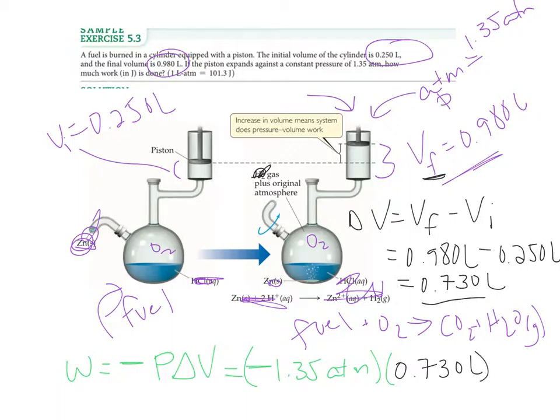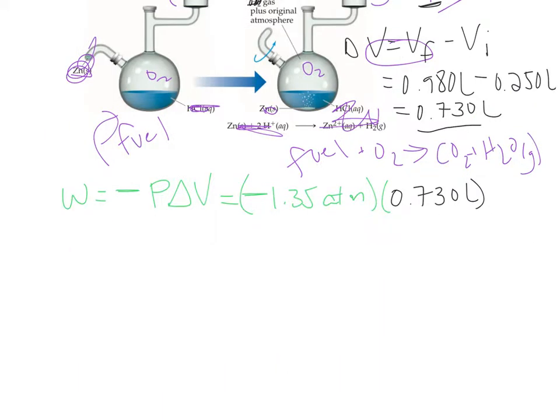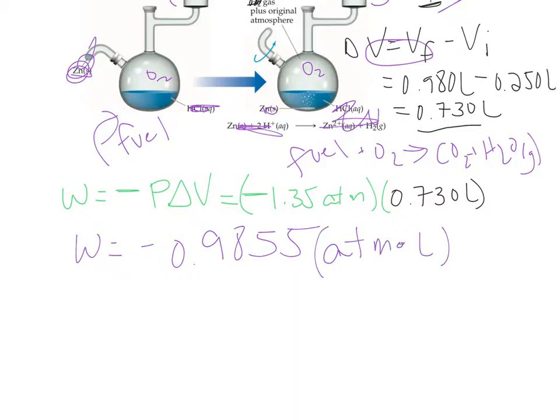Now I'm going to get myself some more room and then multiply these. Okay, so now I have more room and I can figure out the work, because the work is the opposite of 1.35 times 0.730, and that is negative 0.9855, and my units are going to be atmospheres, liters, multiplied by each other. A weird unit, eh?